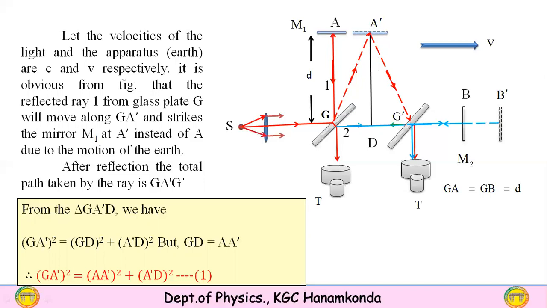From right angle triangle properties, we can write the Pythagorean theorem, that is, the hypotenuse square equals side square plus side square. From this figure, I can write GA dash is the hypotenuse here, so GA dash square equals GD square plus A dash D square. But GD equals AA dash. Therefore, GA dash square equals AA dash square plus A dash D square. Say this is equation 1.